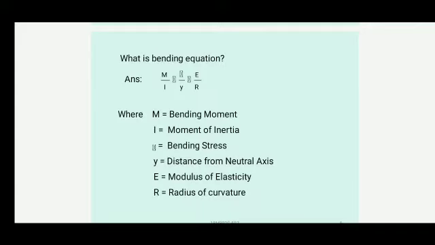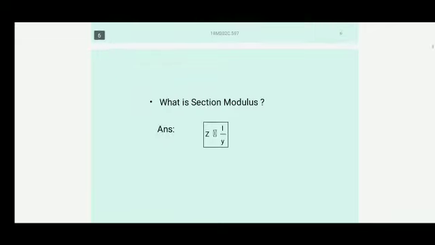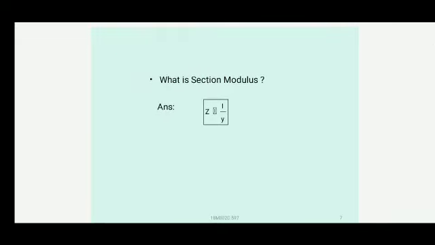The bending equation: M by I is equal to sigma by Y is equal to E by R, where M is the bending moment, I is the moment of inertia, sigma is the bending stress, Y is the distance from the neutral axis, E is the modulus of elasticity, and R is the radius of curvature. The section modulus Z is equal to I by Y.